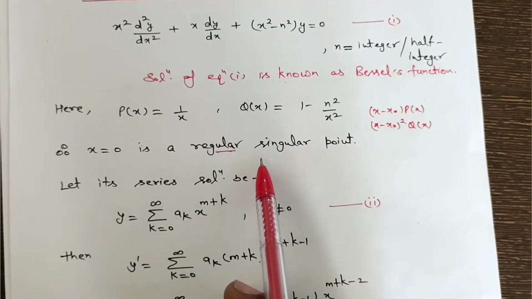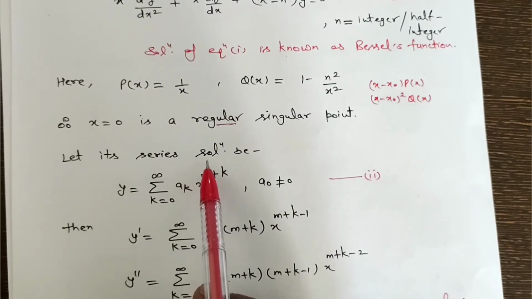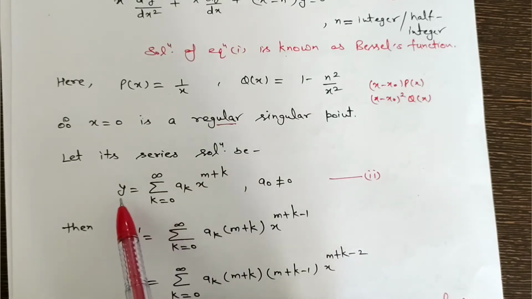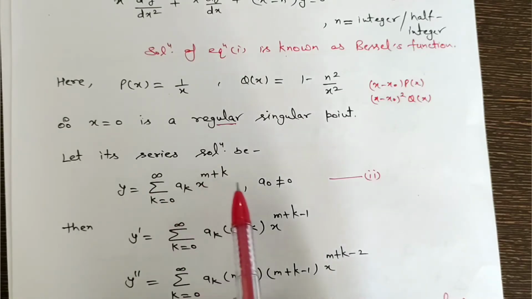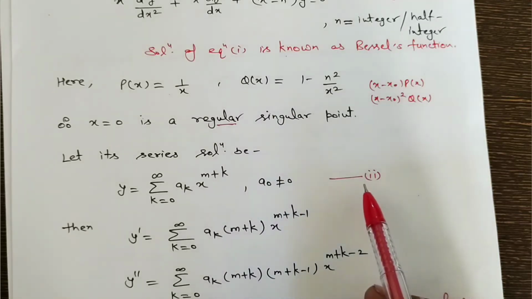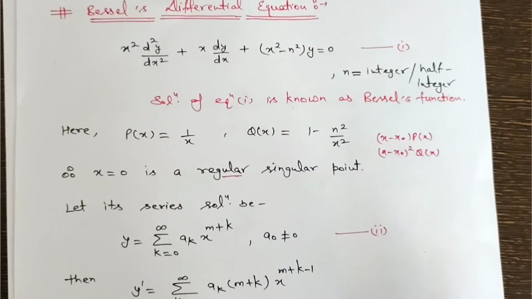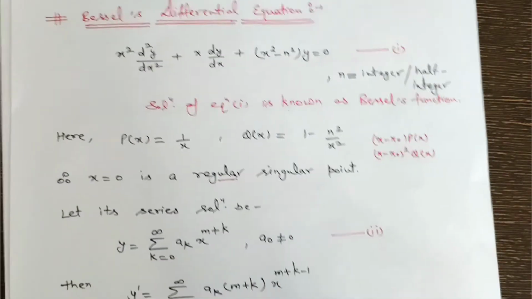So here we will apply the Frobenius method. For the Frobenius method, the form of the series solution is assumed like this: y equals the summation over k going from 0 to infinity of a_k x raised to the power m plus k, and the condition is that one of the coefficients must be non-zero, and we take a naught as the non-zero coefficient. We name this equation second, and the earlier differential equation, that is the Bessel differential equation, is named equation first.